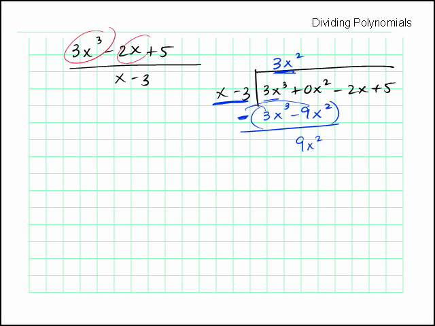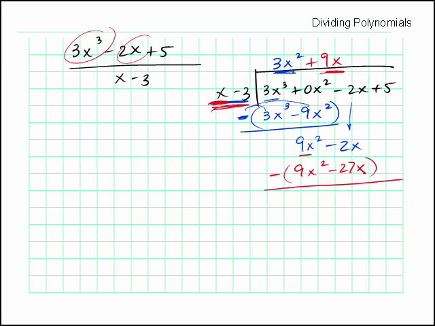I'm ready to bring down the next term. So this comes down like that. And now we repeat the process. What do I have to multiply this x by to turn it into 9x squared? I've got to multiply it by 9x. Now I multiply 9x times this x minus 3. That would be 9x squared minus 27x. Draw a line and subtract.